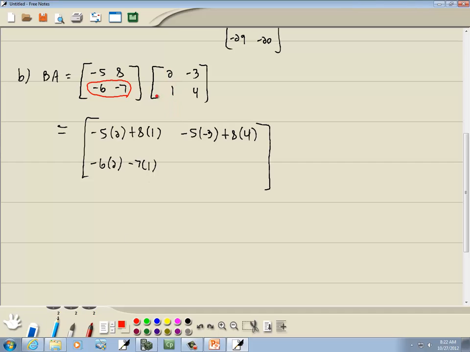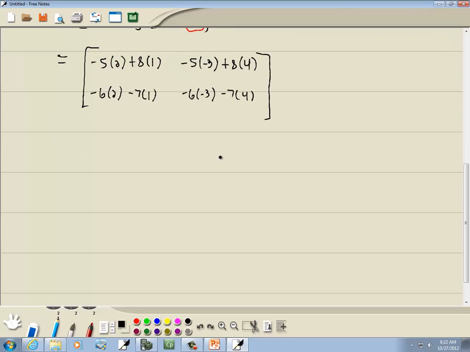Then we want to take our second row times our second column. So we'll have -6 times -3 and -7 times 4. So let's see what that gives us.